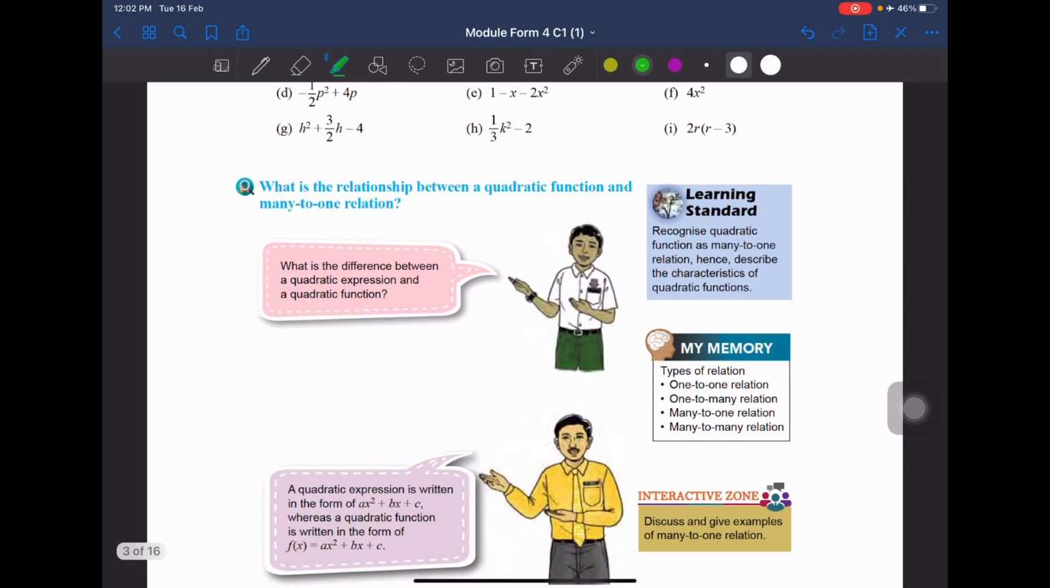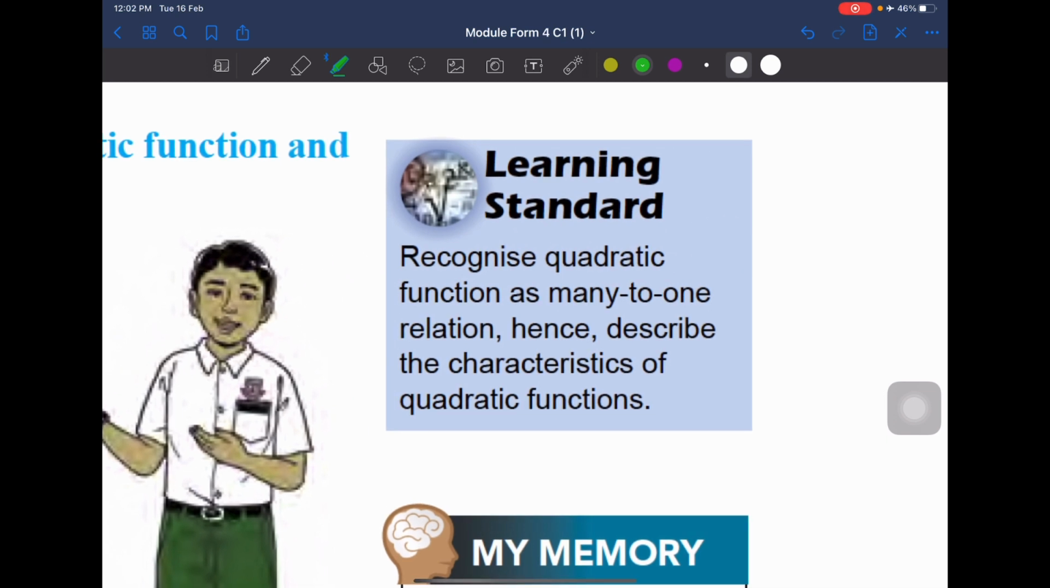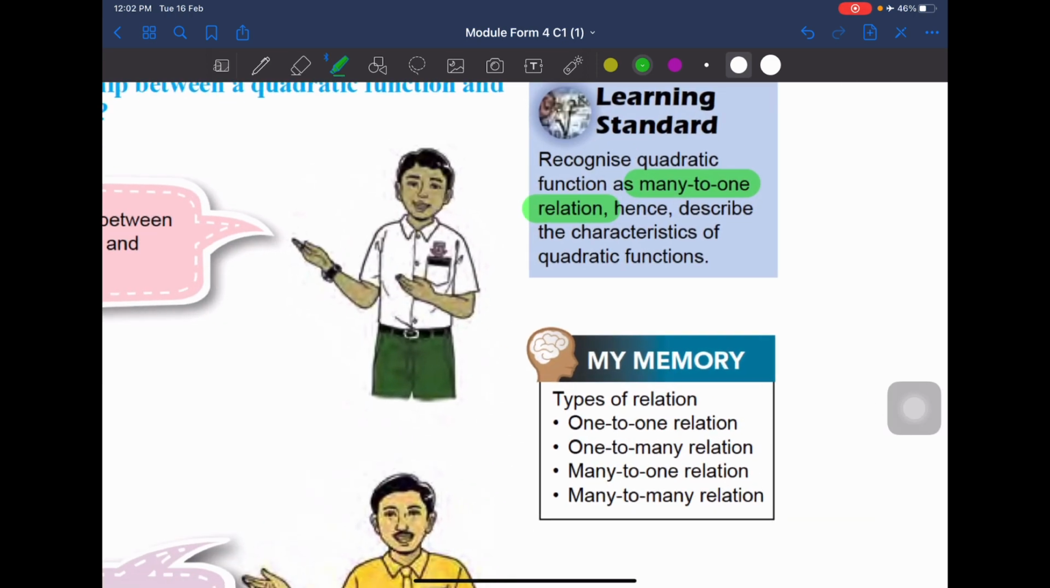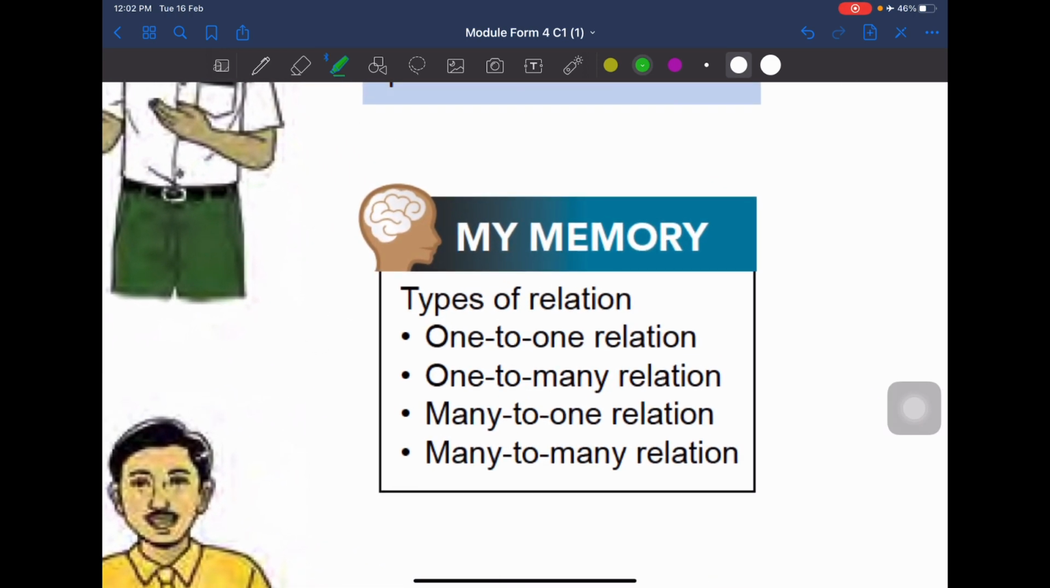Okay, next learning standard is recognize a quadratic function as many to one relation. Hence, describe the characteristic of a quadratic function. Okay, so sebelum tu, kita tengok dulu my memory ni. So there are actually 4 types of relation. The first one is one-to-one relation, one-to-many relation, many-to-one relation, many-to-many relation.